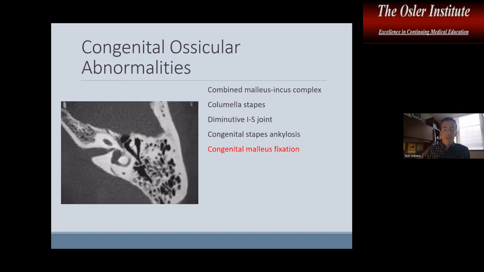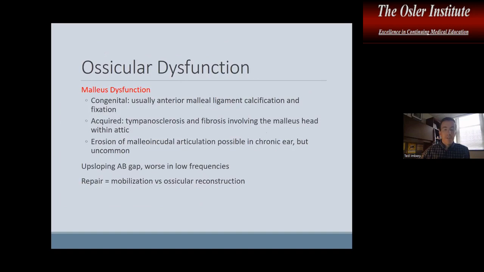So congenital ossicular abnormalities, there's a variety of these. Probably the most high yield to know about is congenital malleus fixation. And that's illustrated here on the axial CT scans. You can see there's this bony bar from the head of the malleus there, which would cause fixation. So congenitally, this usually, again, is some sort of a calcification of the anterior malleolar ligament, but it can certainly be acquired as well. So patients with chronic ear disease, if there is extensive tympanosclerosis or fibrosis in the region of the attic, you can sometimes see this, with chronic ear disease.